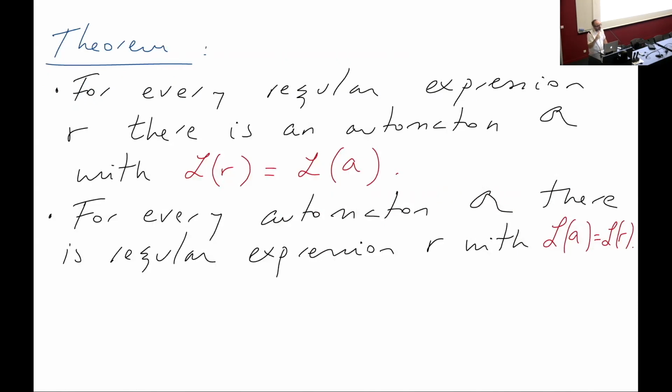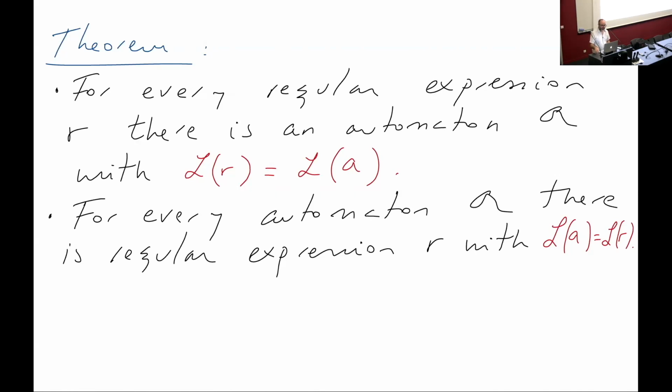And the second bit that is important is that there is a one-to-one relationship between the languages accepted by regular expressions and automata. The languages accepted by the regular expressions that we have defined, the regular languages, are precisely those languages accepted by automata. More precisely, for every regular expression, there is an automaton that accepts exactly the same words, and for every automaton, there is a regular expression that accepts precisely the same words.